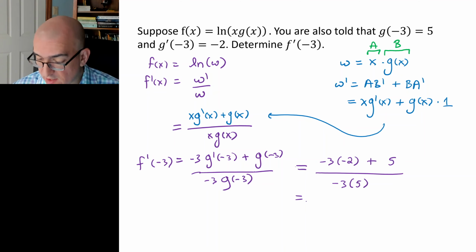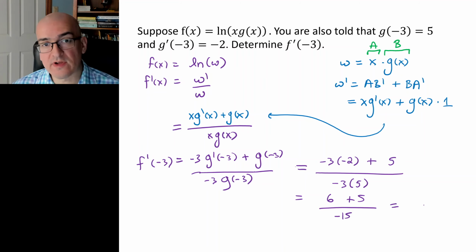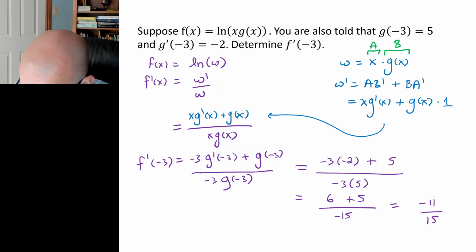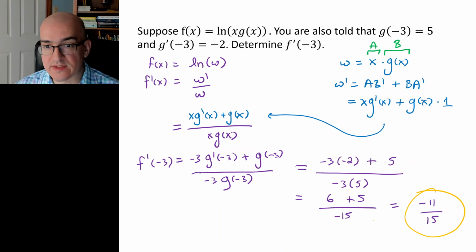Let's simplify. Negative 3 times negative 2 is 6. Negative 3 times 5 is negative 15. So this is going to be 11 on top, negative 15 on the bottom. We typically write that as negative 11 divided by 15, just moving the minus sign upstairs to put it into a standard type of form. So that'd be our answer.